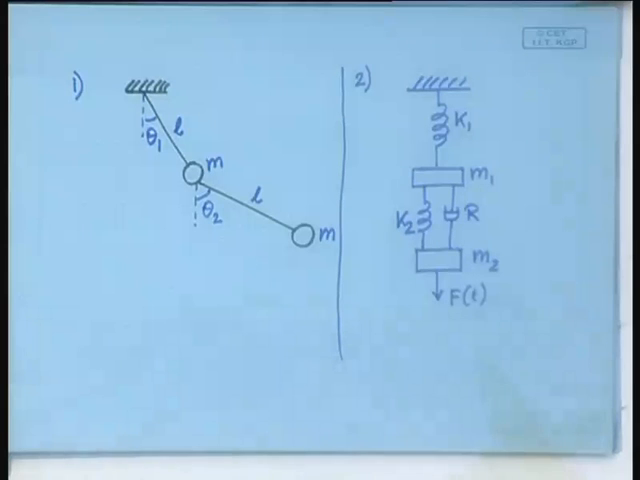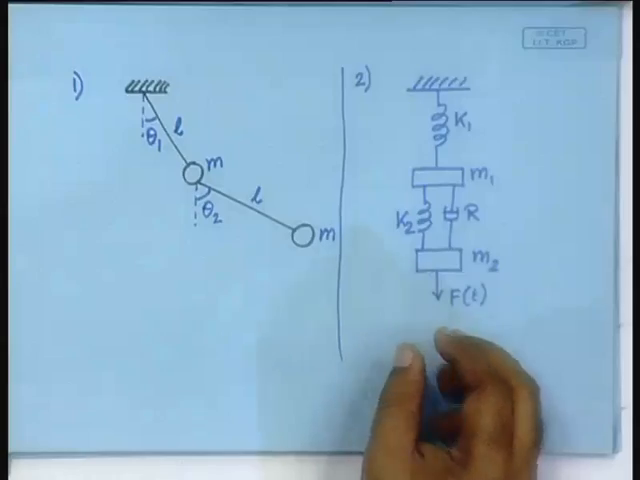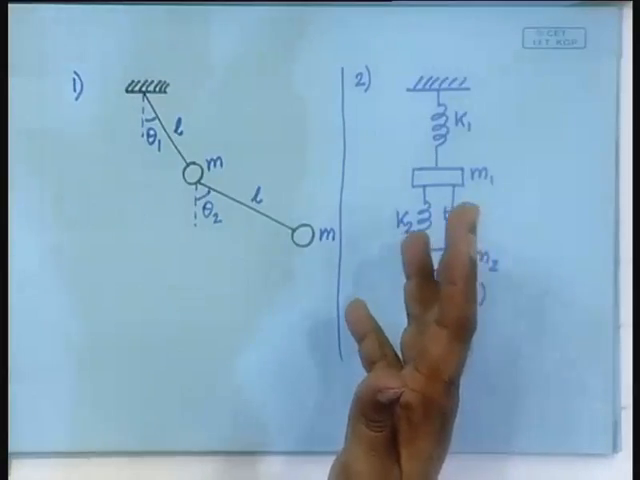So, how will you attack this problem? How will you conveniently define the variables? Q1, Q2, but how do you define that Q1, Q2? There are two ways, obviously. You allow it to hang vertically, and then wherever these two masses are, call it Q1 and Q2, that is one possibility. The other possibility is, no, do not do that.